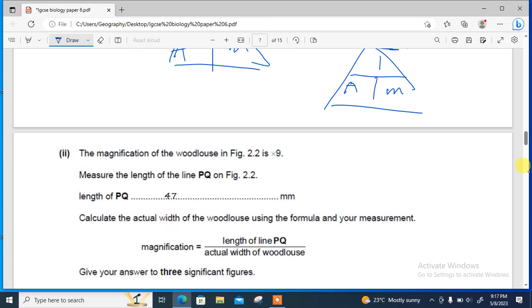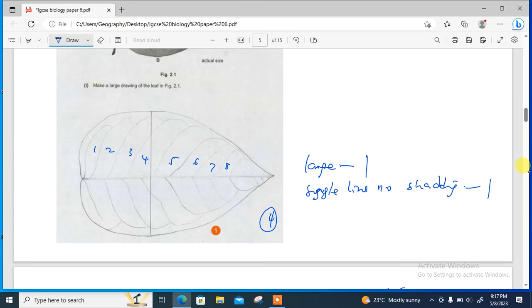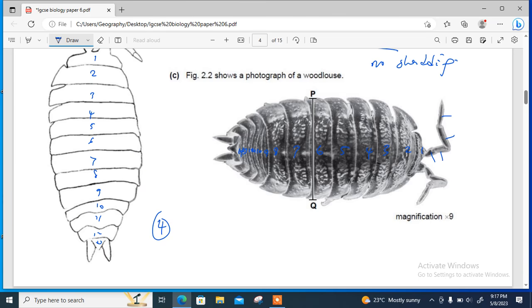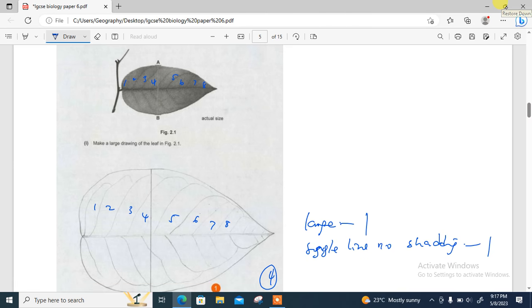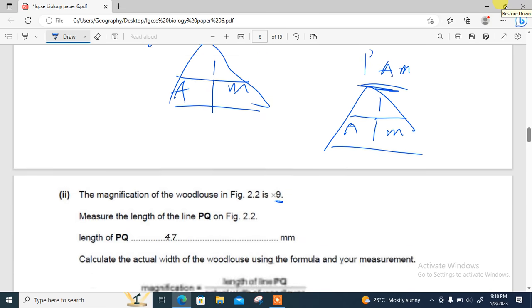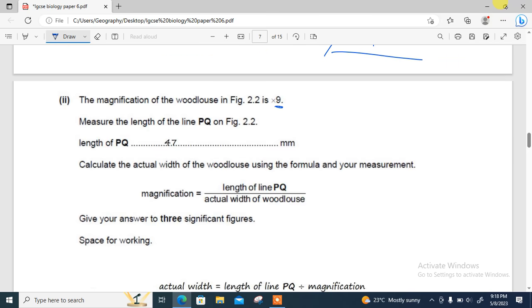So I have a sample here that says the magnification of the woodlouse in figure 2.2 is times 9. So this is actually the figure here. I think I included it. This figure is 9. So the magnification is 9. Now it is required that we also try to calculate, let's see, the question that is required. Sorry, they said measure the length of PQ.